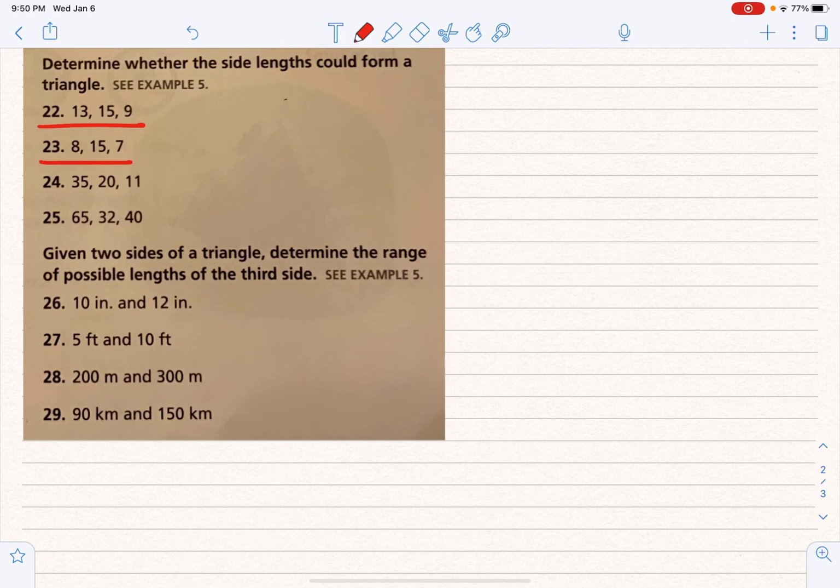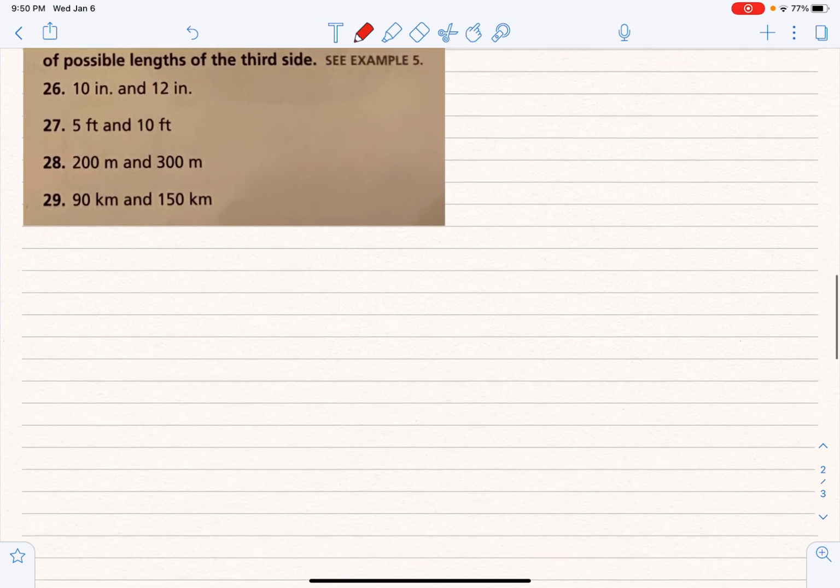Number 23, the answer is no, because 8 plus 7 is equal to 15. We need that the two smaller sides add up to be bigger than the third side, not just equal to it. Number 24, again, the answer is no, because 20 plus 11 is equal to 31. That's smaller than 35. And number 25, the answer is yes, because 32 plus 40 is 72, and 72 is bigger than 65.